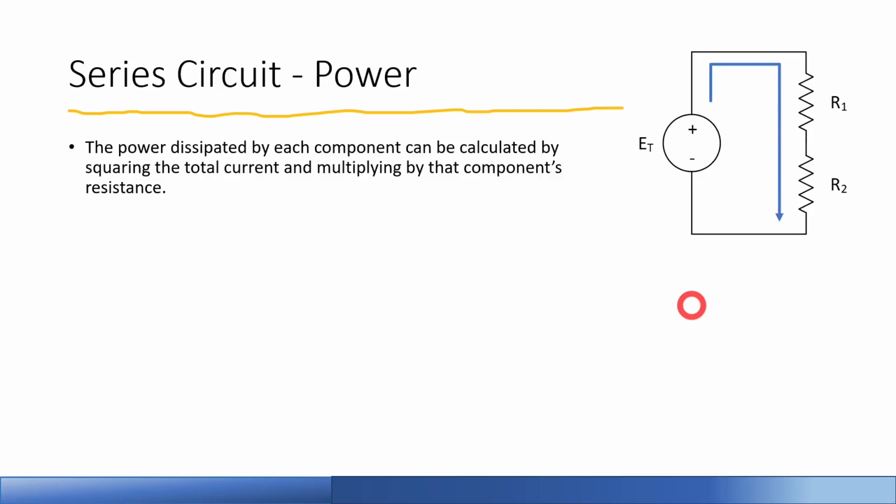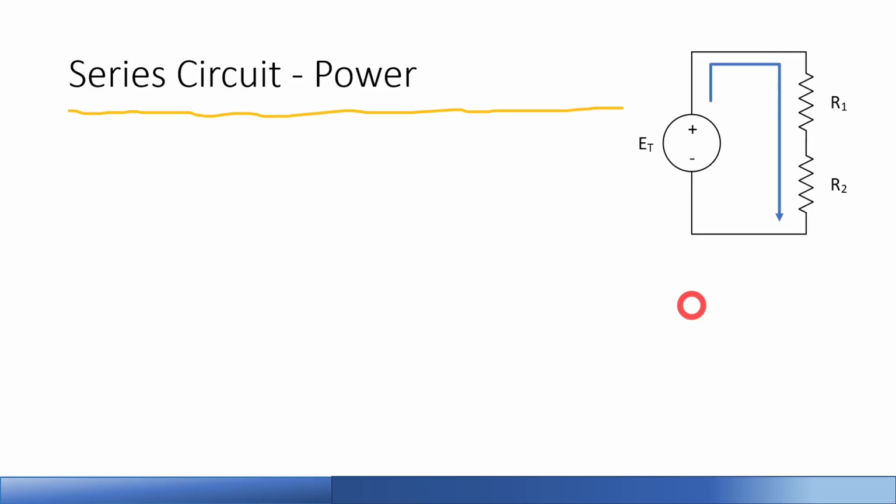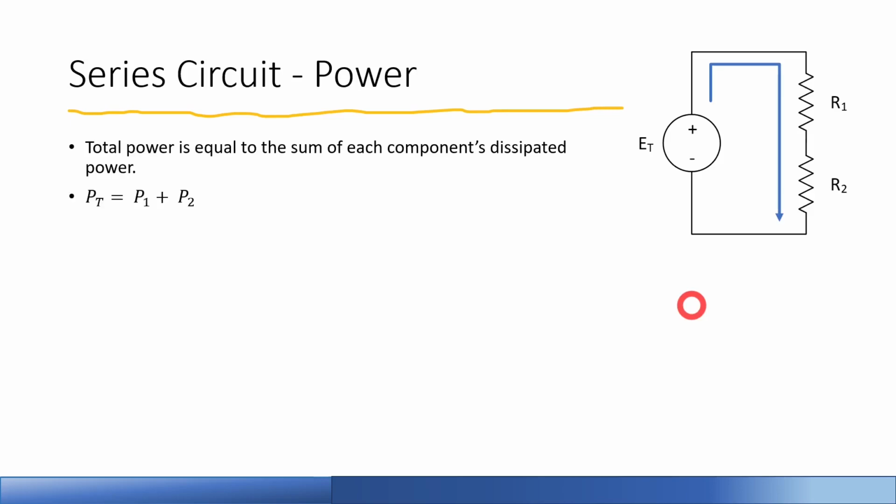Series circuit power. The power dissipated from each component can be calculated by squaring the current, because the current is common in a series circuit, and multiplying times each component resistance. So the power dissipated in resistor 1 is I total squared times R1. And this is just from our Ohm's wheel. And for the power dissipated across R2, again, it's that total current squared times R2. The total power that's put out by this power supply is just going to be the sum of those power draws from each one of those resistors. So the total power is just going to be power 1 plus power 2.